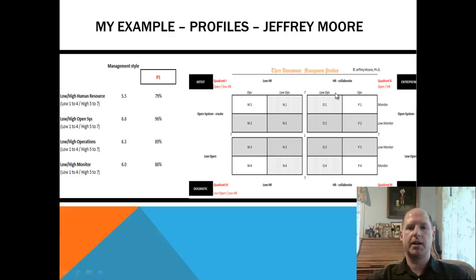Now in order to find out where I am in quadrant 2, I keep on going down here. Am I low or high in operations? My score is 6.3, so I'm high in the operations. So that puts me either in P1 or P2. And then finally, am I low or high on the monitor? I have a 6.0, or I gave myself a 6.0. So I perceive myself high on the monitor. So that would mean that here in monitor or low monitor, I would be a P1. So my profile score, self-assessed, would be P1.